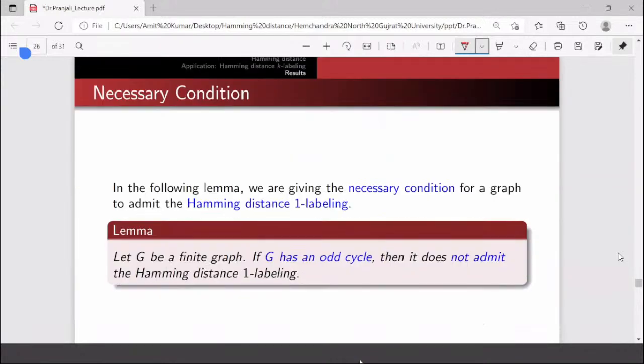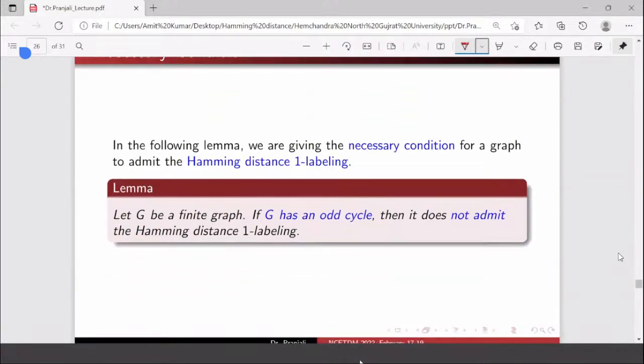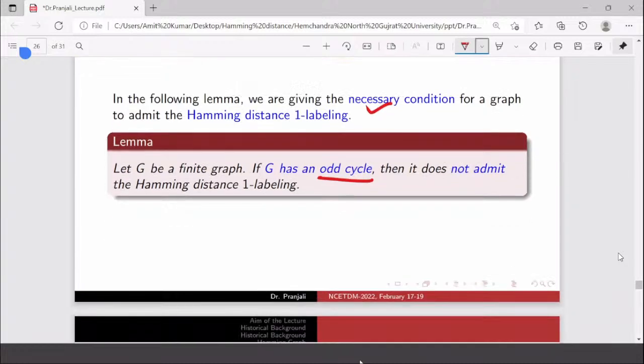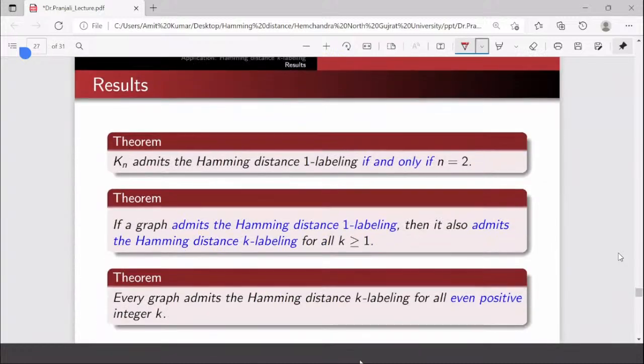Slides are okay. So I would just like to give a necessary condition: if we take a finite graph and it has an odd cycle, then it does not admit the Hamming distance 1 labeling. Then come to Kn; these are the cases which have been tackled for graphs.